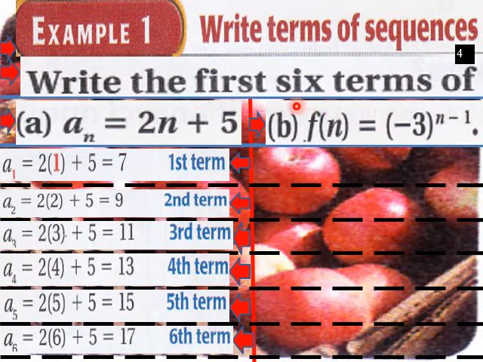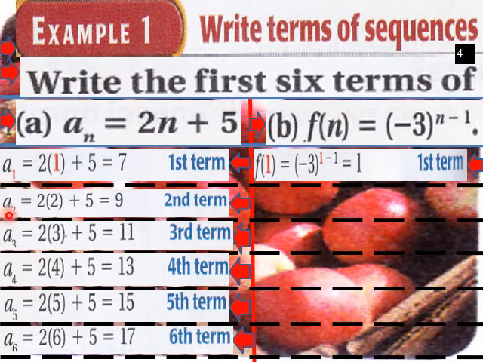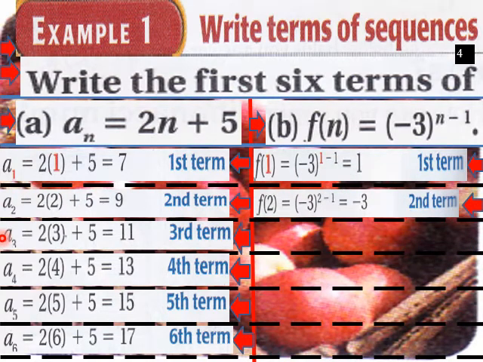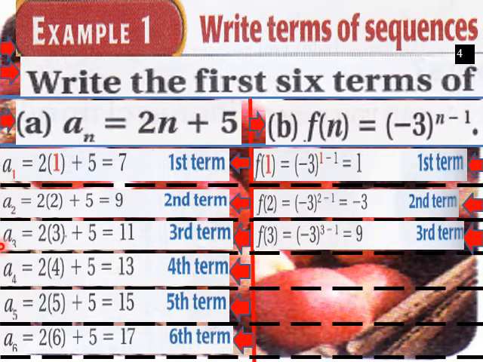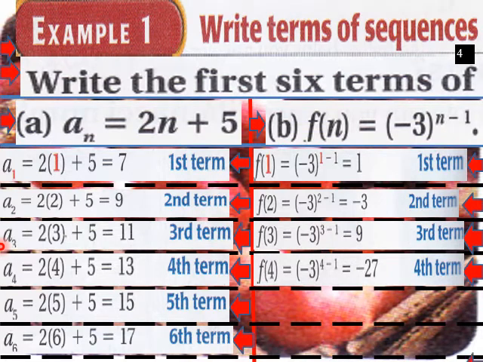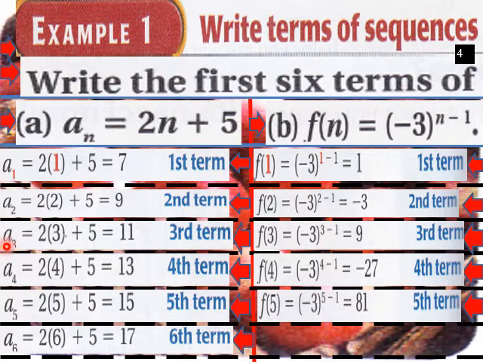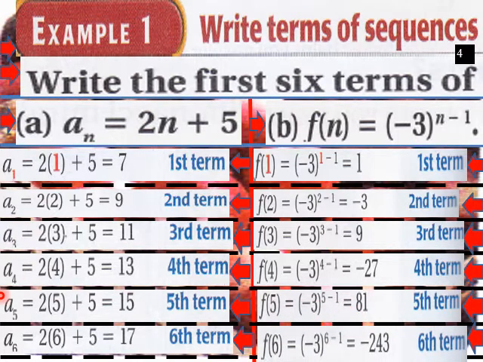And then here is a different sequence here, -3 to the n minus 1. So for 1, it would be -3 to the 1 minus 1, which is -3 to the 0 power, which would equal 1. Negative 3 to the first power would be negative 3, etc. There's your third term. There's your fourth term. Here would be your fifth term, which is positive 81. And then your sixth term, negative 3 to the 6 minus 1 equals negative 243.